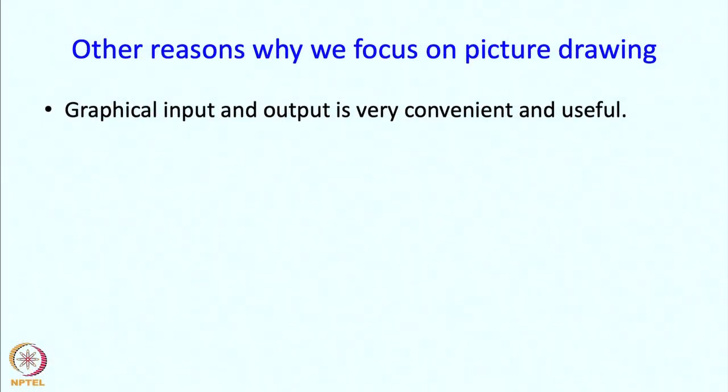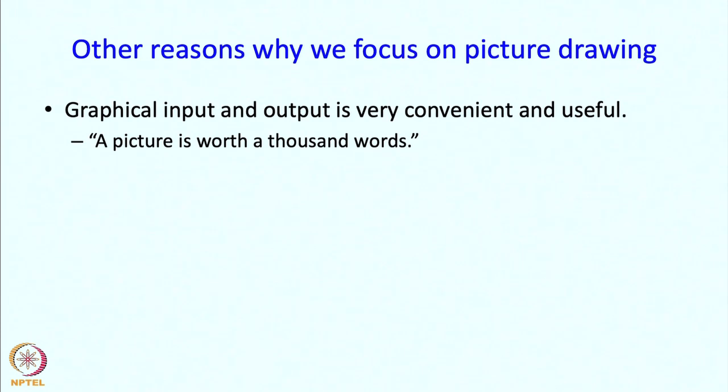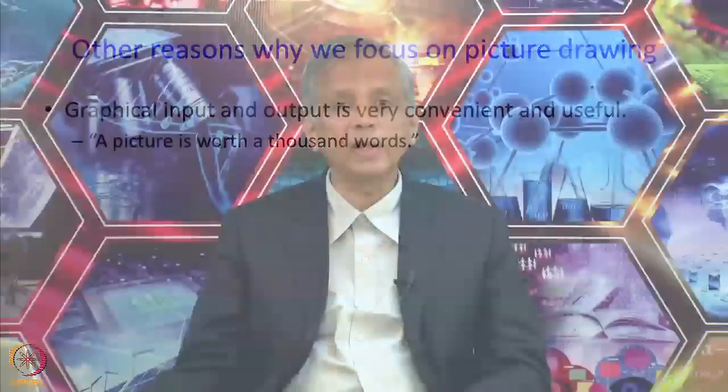So graphical input and output is actually very convenient and useful. This is because often our programs are about pictorial objects. And graphical output is very important because of the adage that a picture is worth 1,000 words. Sometimes what you want to tell is much better expressed by a picture. And by a picture, I don't mean a drawing of a square or a rectangle or a line drawing of some figure or a tree or a human face or anything like that.